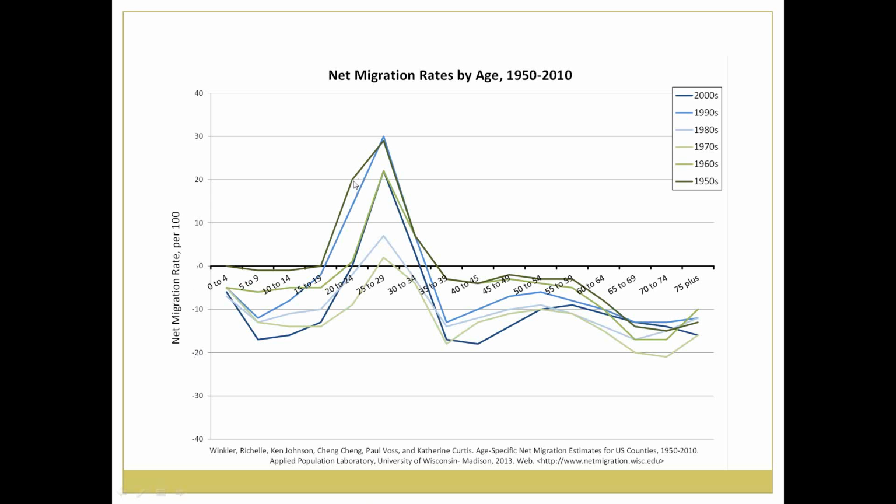The darkest green line here is for the 1950s. Then the 1960s is shown a little bit less dark green, and the 1970s. The 1980s is the lightest blue color. The 1990s is a little bit darker blue, and then the darkest blue line represents the 2000 to 2010 period.